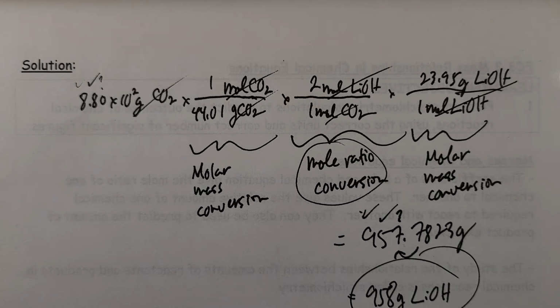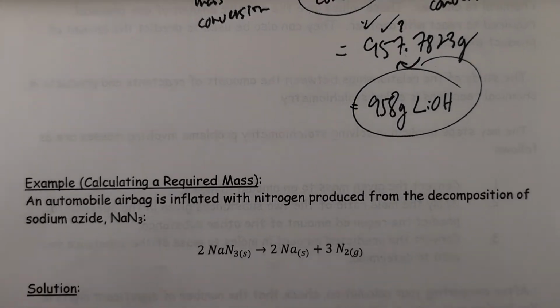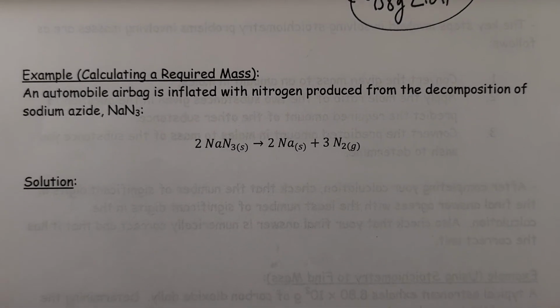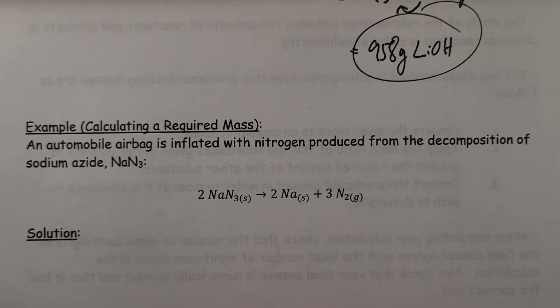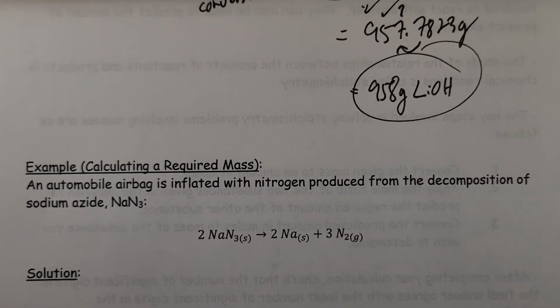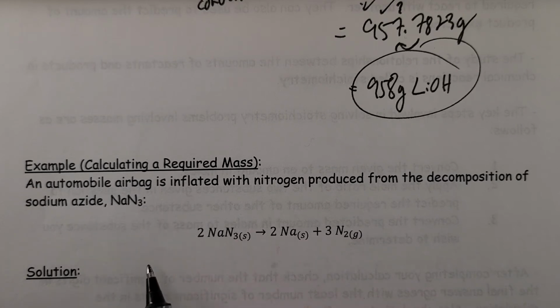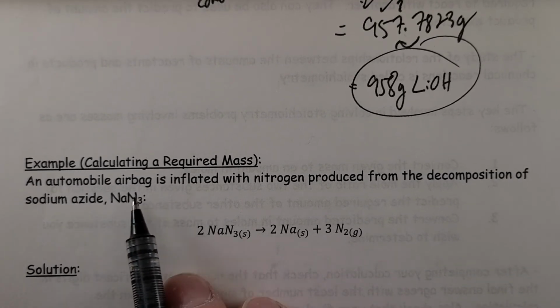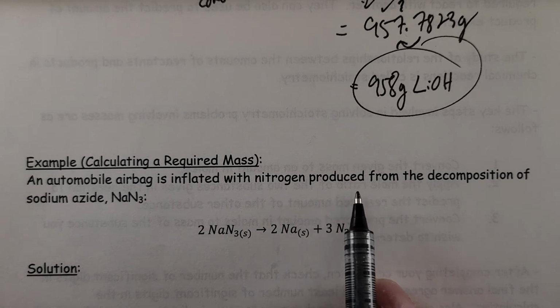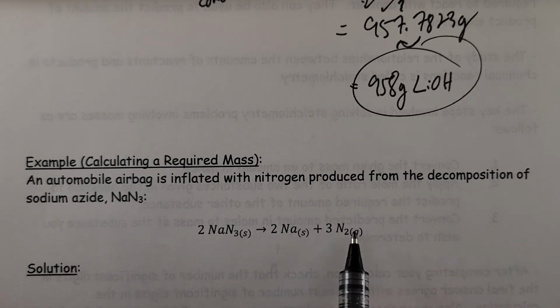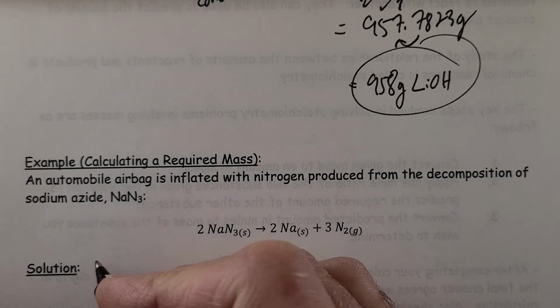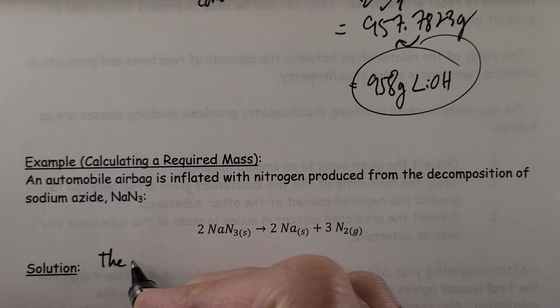All right? So why don't you try to do this next one? Maybe pause the video, try to do this one, and see what you come up with. So maybe to get you, oh, actually, I think this one, I forgot to put the question in here. So we'll have to write out the question here. It says an automobile airbag is inflated with nitrogen produced from the decomposition of sodium azide. So we have that. But hey, you need a question here, right? So let's write it out.